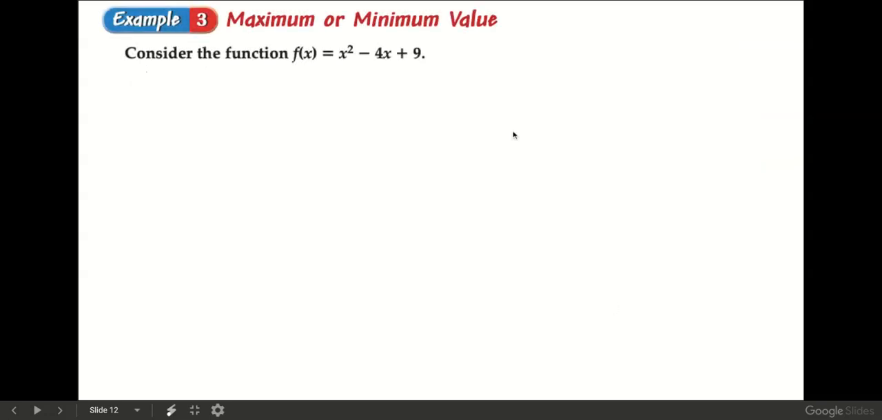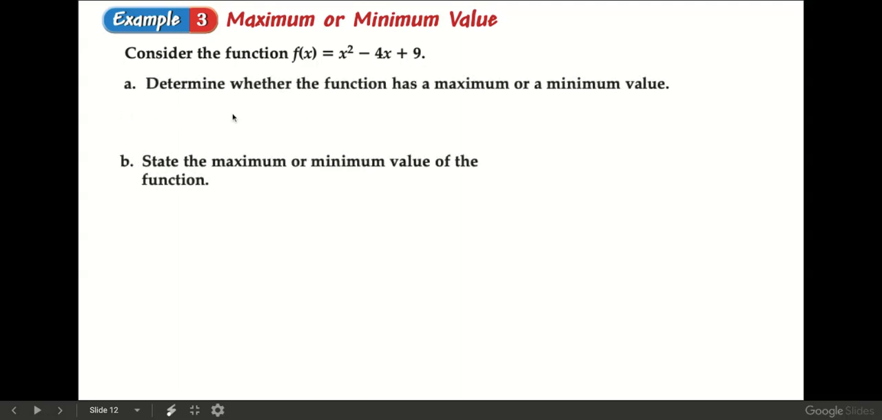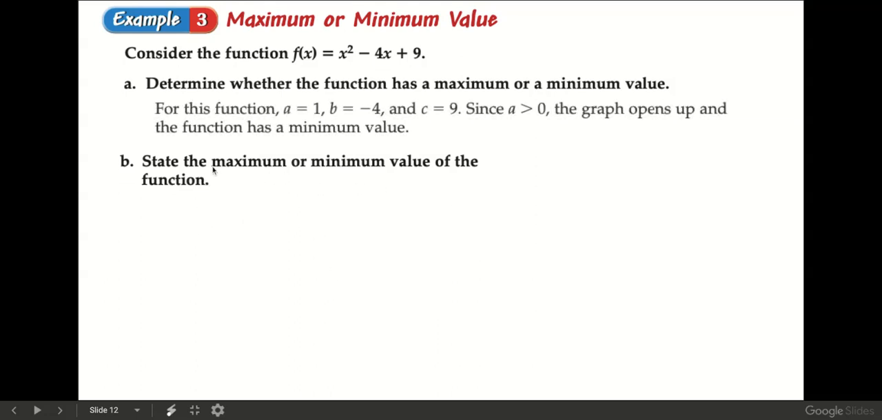So let's consider the function f of x equals x squared minus 4x plus 9. Determine whether the function has a maximum or minimum value, and then state the maximum or minimum value of the function. For this function, since my a value is positive 1, then I know the graph has to open up and the function's going to have a minimum value. So it's going to open like a smiley face. That means the vertex is going to be at the bottom. So if I know that I have a minimum value, I can move on to part B now. It says state the maximum or minimum value of the function. Since I know it has a minimum, that's the value I'm going to state.